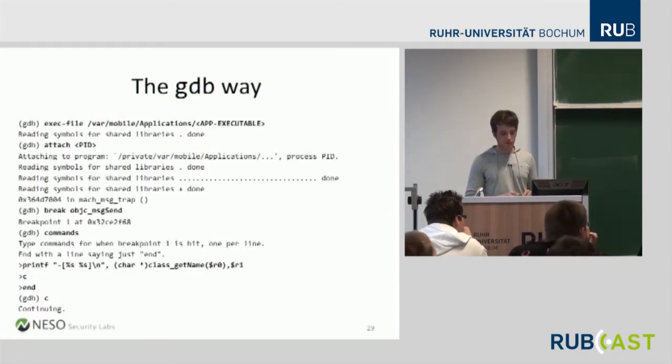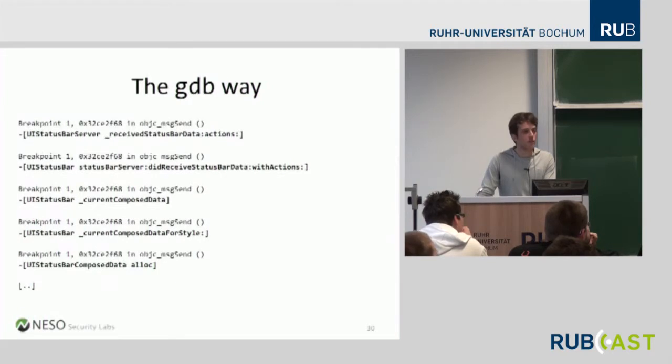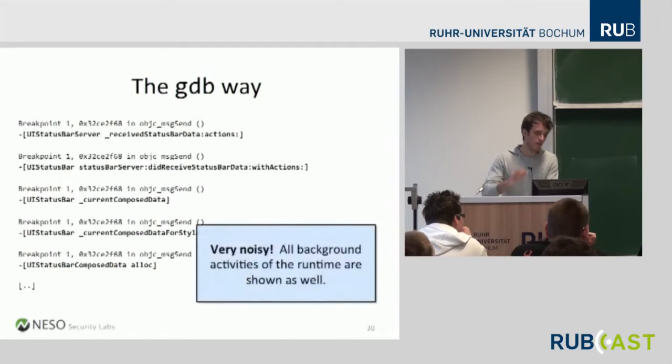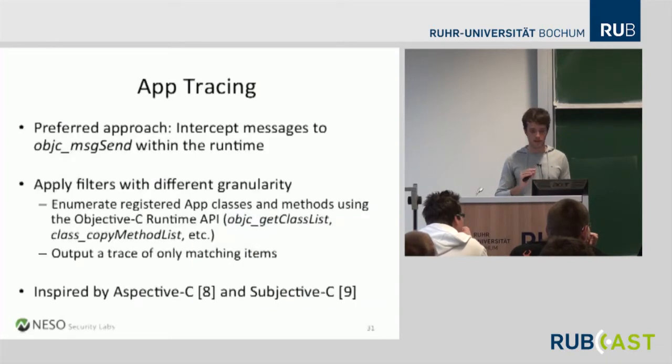So when we start looking at the output of such an approach, we recognize very fast that this approach makes an awful lot of noise, because all background activities of the iOS operating system and all touch events generate hundreds and thousands of those method invocations in the background. So it's really unrewarding, since it's very hard to figure out app-specific calls only on a debugger level.